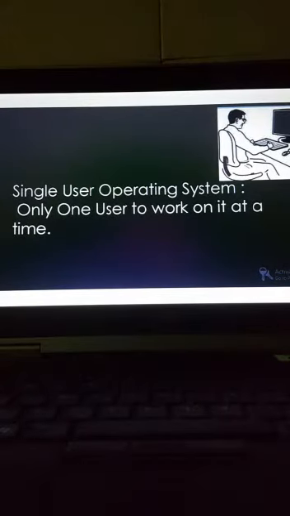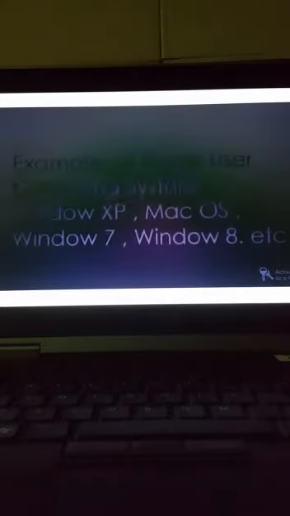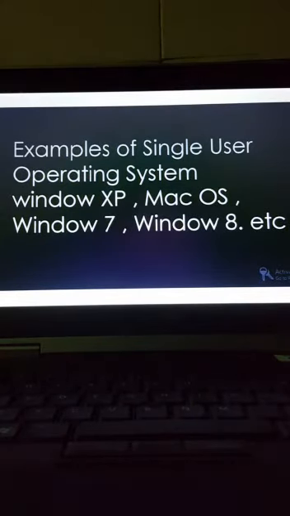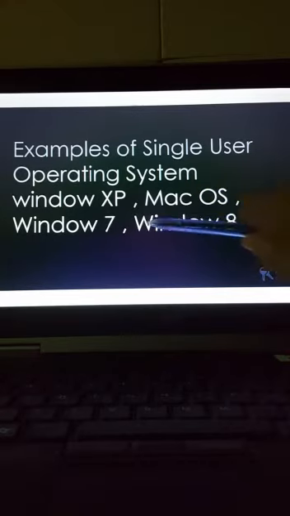So here are some examples of single user operating system: Windows XP, Mac OS. What is OS? OS stands for operating system. Students, make sure that you have learned that OS is known as operating system. So Mac OS, Windows, Windows 8, etc. are the examples of single user operating system. I hope you understand the single user operating system. So what is a multi-user operating system?